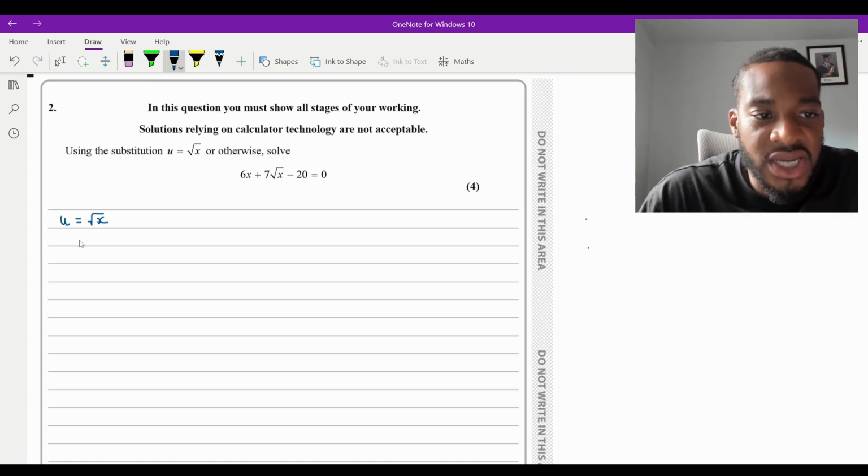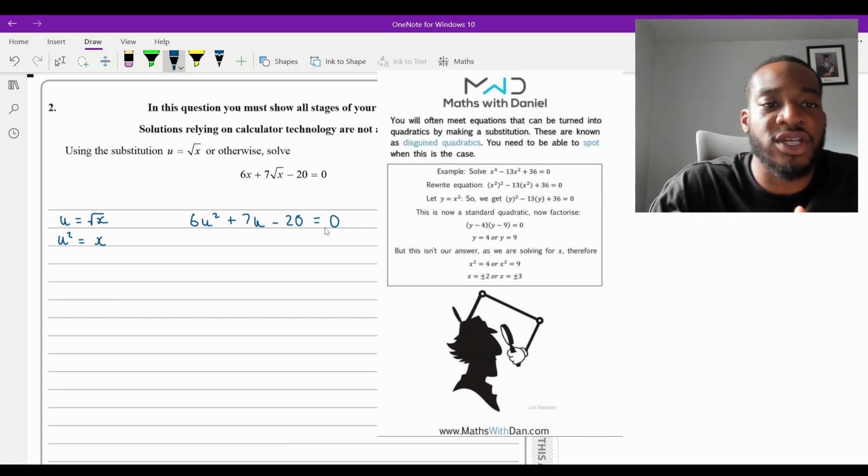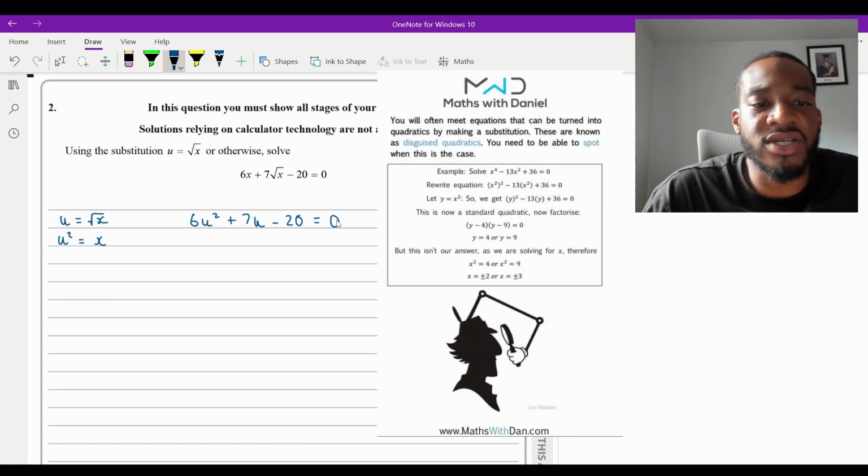Well, if u is equal to root x and I need an x, I'm going to square both sides, aren't I? So I'm going to say u squared will equal x, wouldn't it? Now I've got x in terms of u, I can punch this in. So that means the equation will become 6, and then it's going to be x, which is u squared, plus 7, and then root x is u. So I'll put a u here, so 7u minus 20 is equal to 0. And we can see quite clearly that this is just a quadratic. So this is a disguised quadratic, which comes up quite a lot. Now I need to solve this.